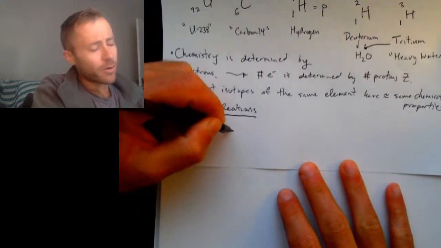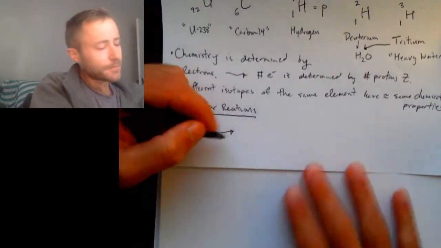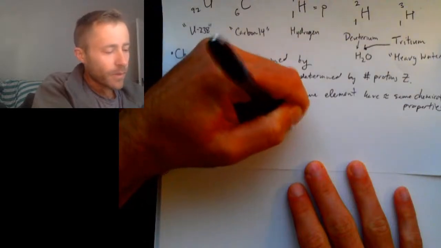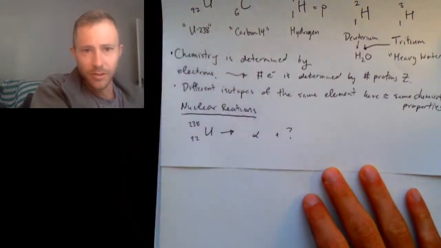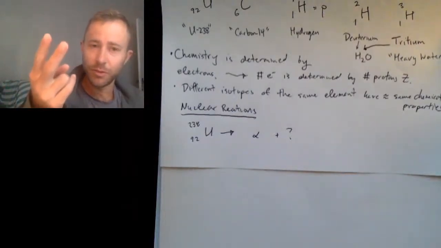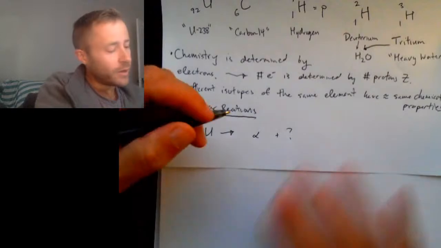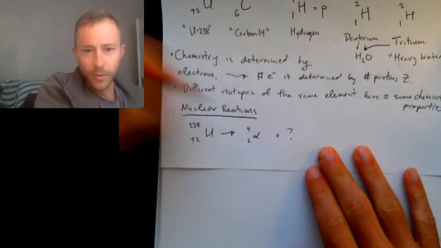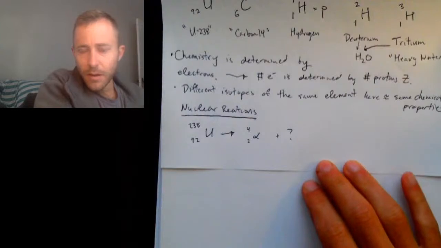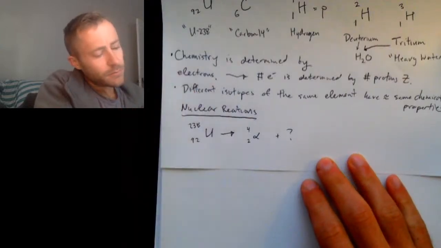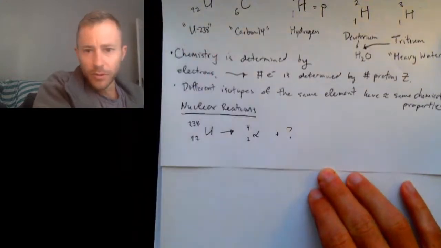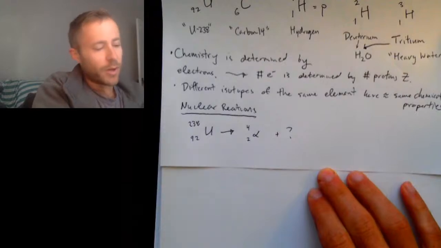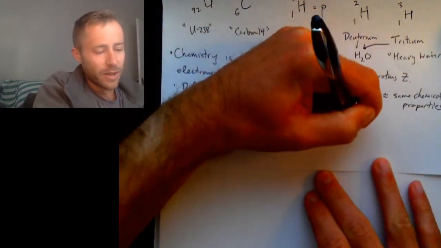spit out an alpha particle? All right. Well, what is an alpha particle? Remember, an alpha particle is a helium nucleus. And a helium nucleus has 2 protons and 2 neutrons. So an alpha particle is 2, 4, like that. Okay? All right? So how could we figure out what this question mark is? So, by the way, this process would be called alpha decay.